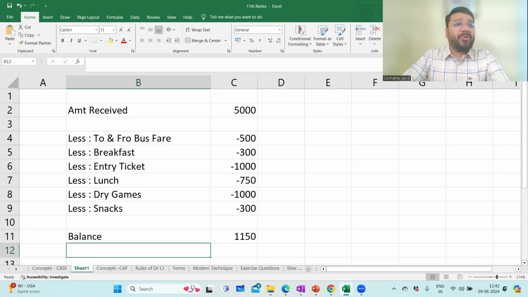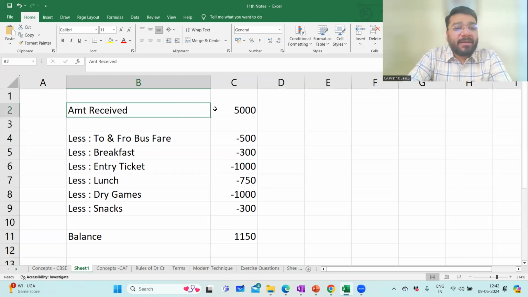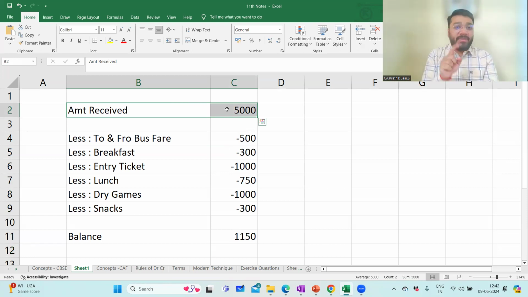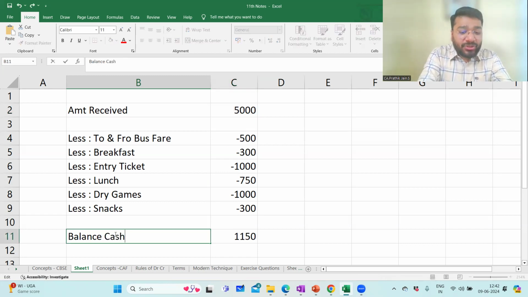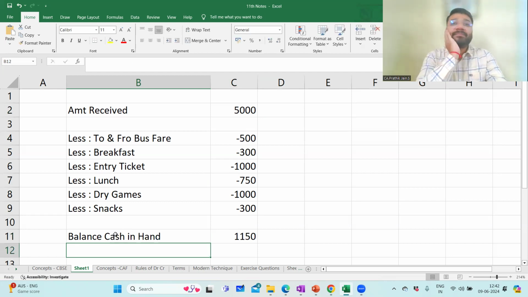Now let's relate this to accounts. You received 5,000 rupees from your dad and you recorded it on a piece of paper. This is all happening on a piece of paper. Amount received 5,000, you recorded it. Whatever money you spent subsequently, for whichever purpose, you kept on noting it down. And finally, you got the balance in hand, which is 1,150, the cash balance in hand.